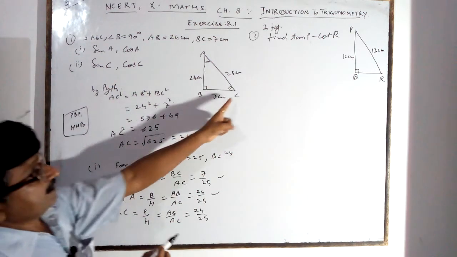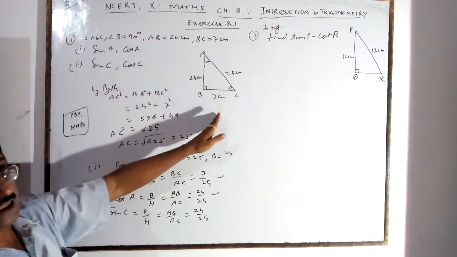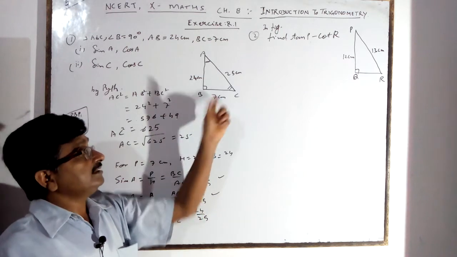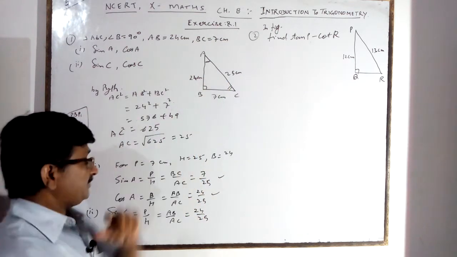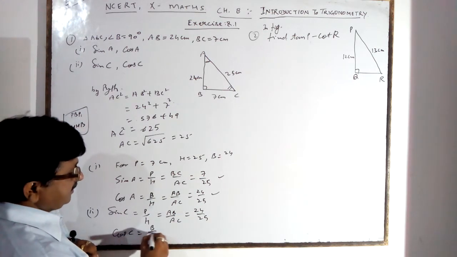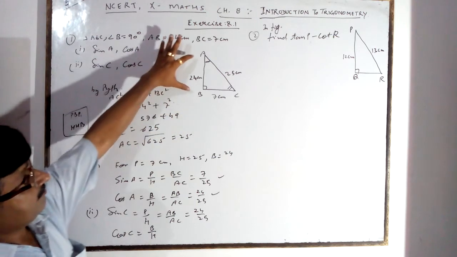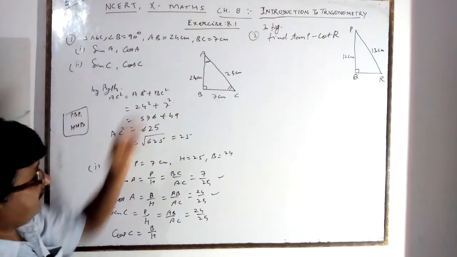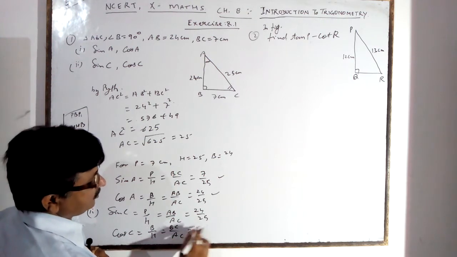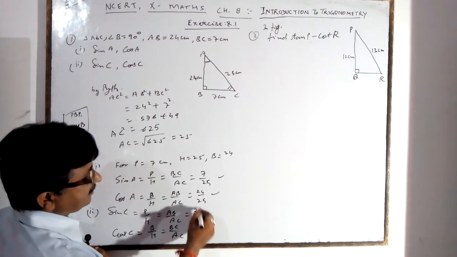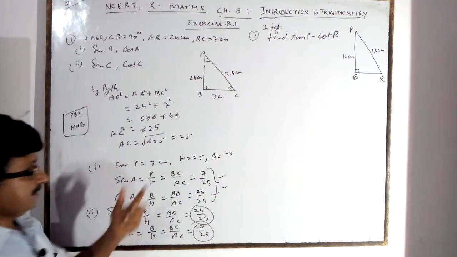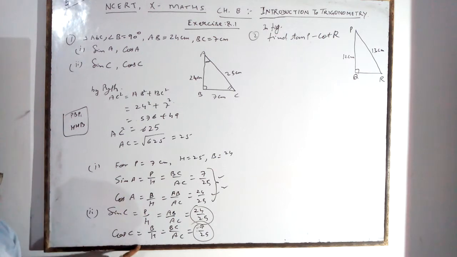When the angle is changed, the perpendicular and base also change. This is a very important thing. For angle A the opposite side is BC, for angle C the opposite side is AB. So AB is 24, and cos C will be B by H. For angle C, the base will be 7, that is BC upon AC, so you get 7 upon 25. You are getting the two answers just opposite. What is sin A? That will be cos C.